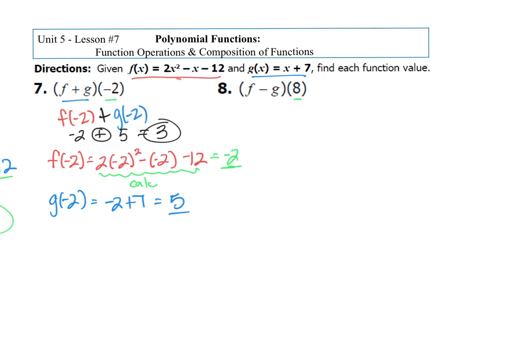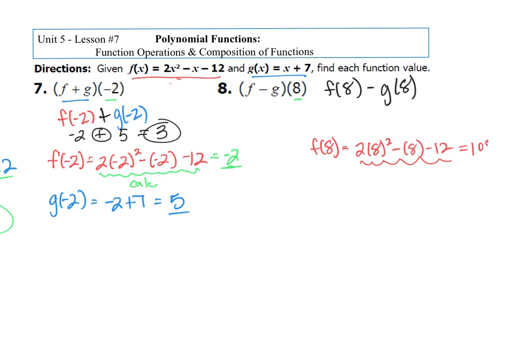Number 8, f minus g of 8 means we're going to do f of 8 and subtract g of 8's answer. So let's start with finding f of 8. So again, using that same f function, but this time 8 goes in for the x's. So we're going to say 2 times 8 squared minus 8 minus 12. Again, all of this goes into your calculator, and it equals 108. Okay, so I could even put that down right now. f of 8 is 108.